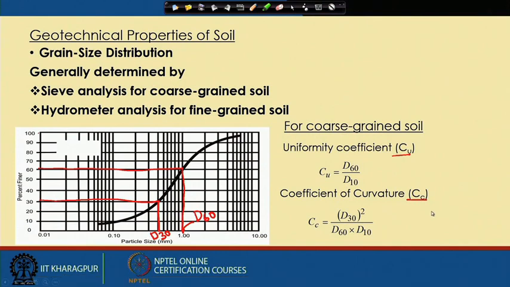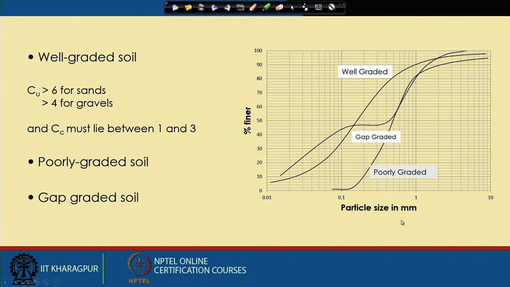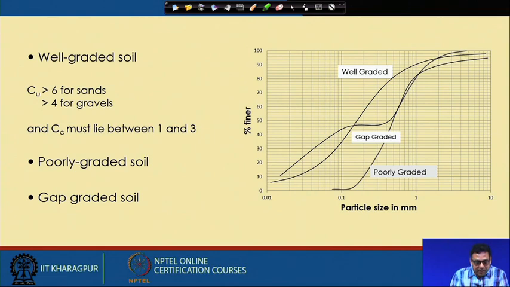Now, when we have these Cu and Cc, then we can divide the total soil into 3 grades. So, one is the well graded soil, next one the poorly graded soil, and third one is the gap graded soil. Now, if you look at this graph, this is the poorly graded soil, this is the gap graded soil, and this is the well graded soil.